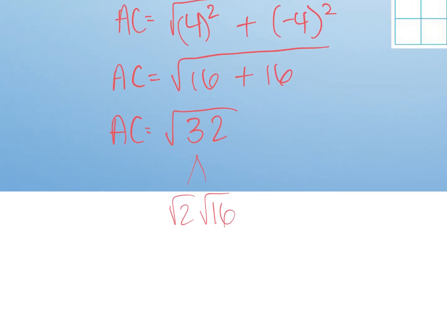Which one's the perfect square, 2 or 16? 16. What's the square root of it? 4. So AC is going to be equal to 4 times the square root of 2. We're done.